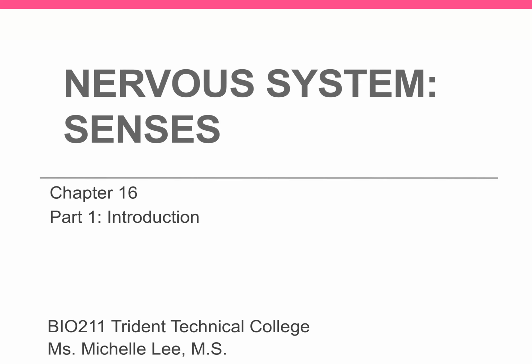All right, welcome to BIO211. This is our first chapter for lecture on the nervous system. It's a continuation from what you've learned in BIO210. You learned about the nervous system organization and then the brain and cranial nerves, as well as the spinal cord and spinal nerves. And then you learned about the autonomic nervous system.